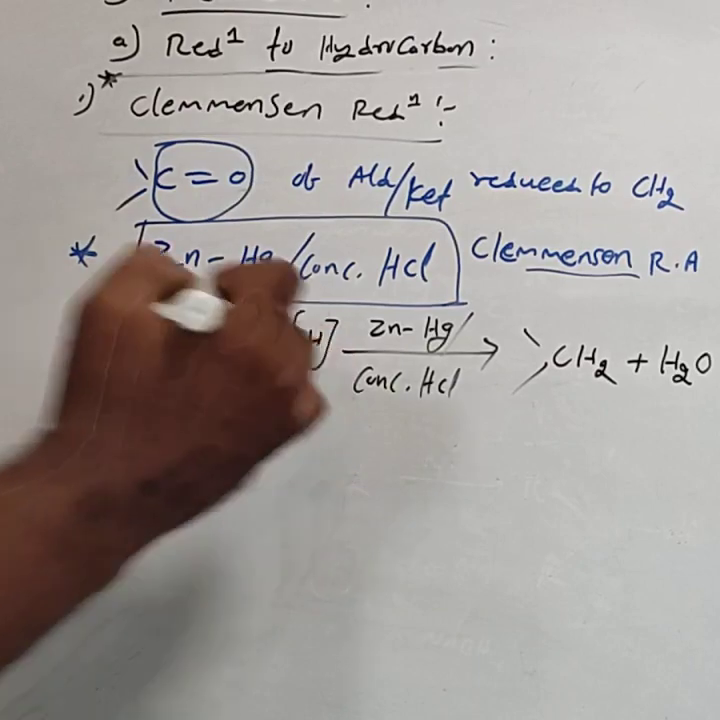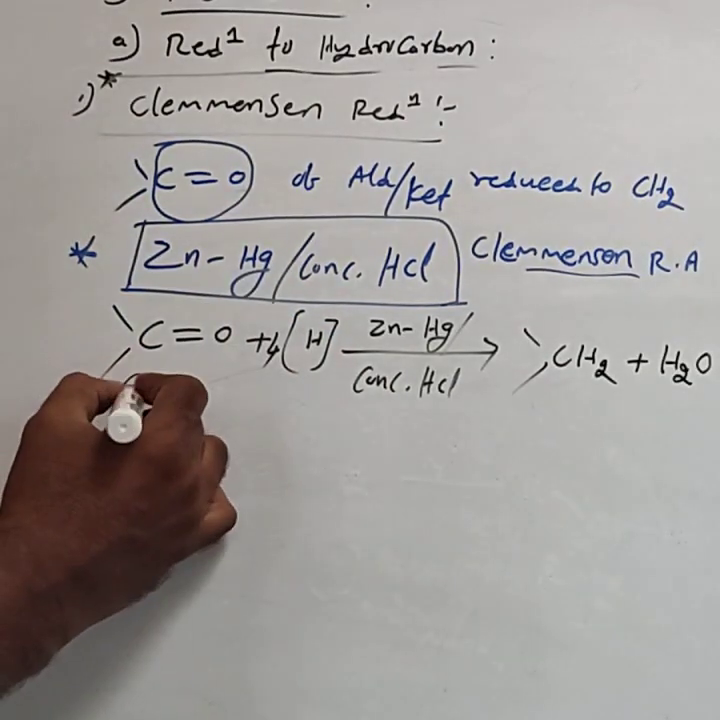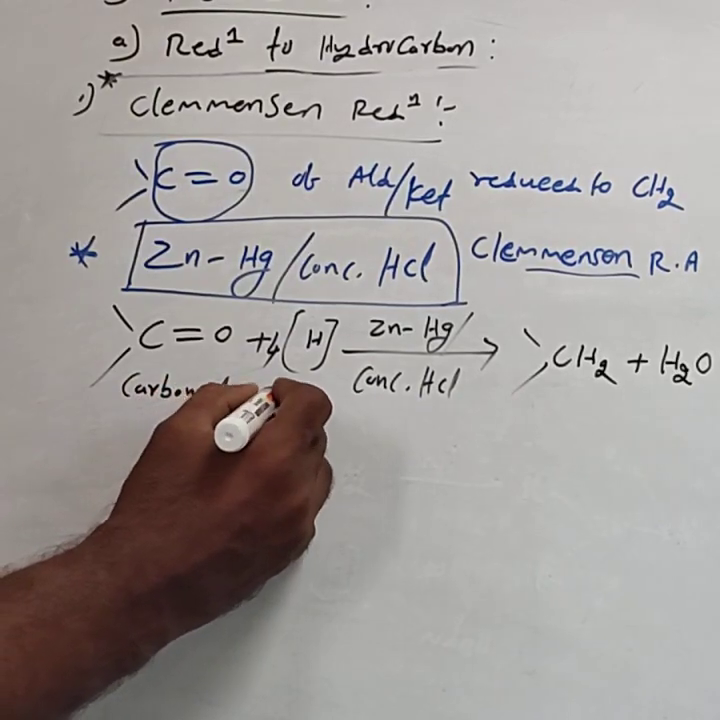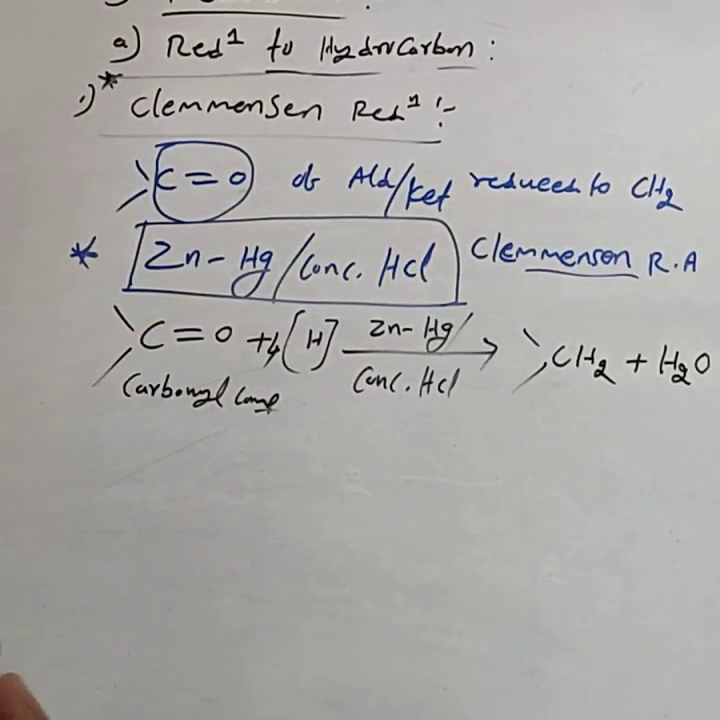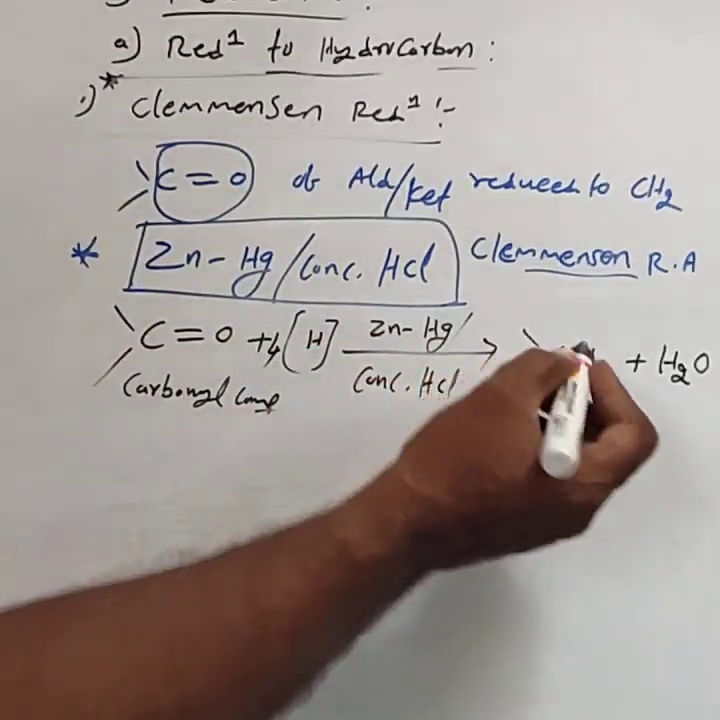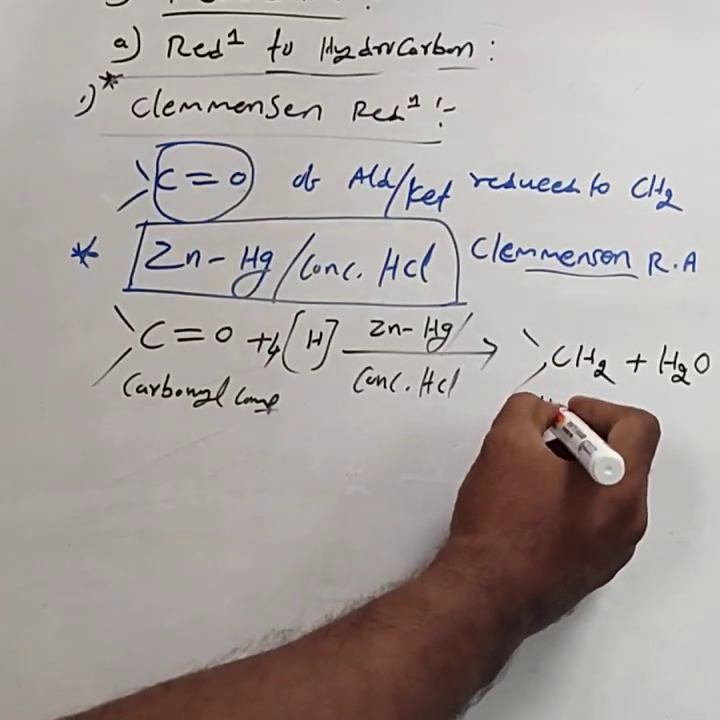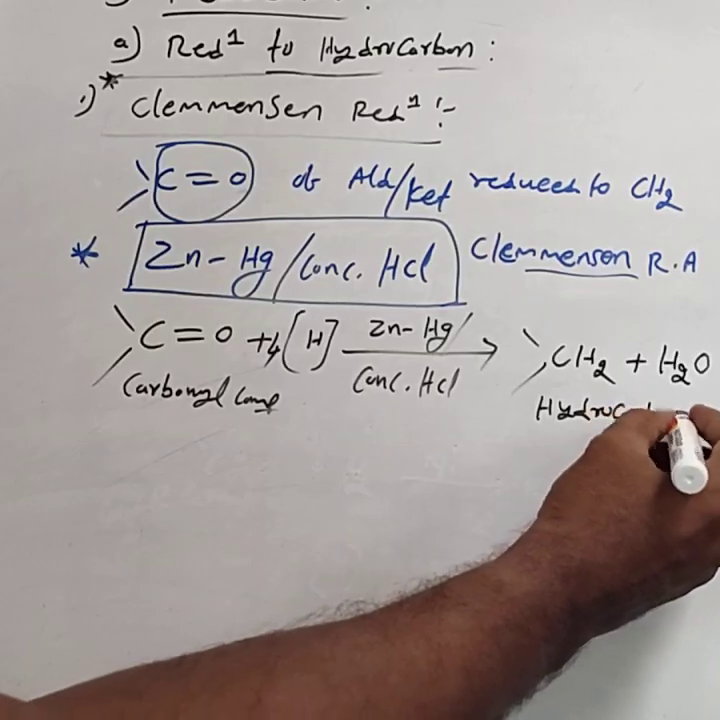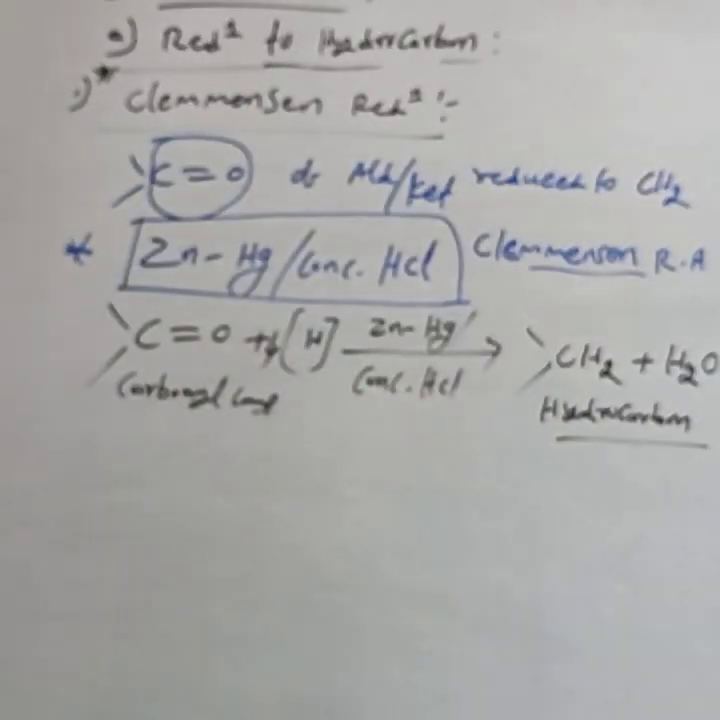Totally 4 hydrogens are required. This is the carbonyl compound, that is aldehyde or ketone. The CO is reduced to CH2, and a hydrocarbon is formed. By using this, you can consider the examples.